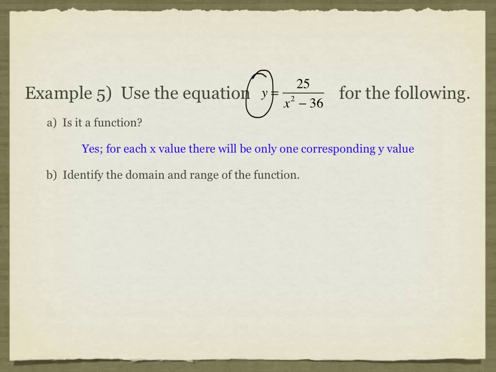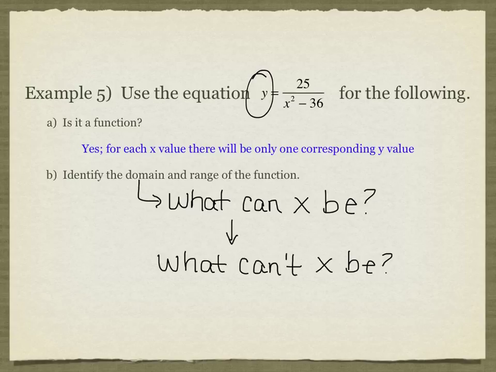The thing you have to look out for when you're talking about domain is you're asking yourself, what numbers can x be? That's a tough question to ask, what can x be? Because there's a lot of things x could be. So sometimes it's easier to ask yourself this question instead. What is x not allowed to be?